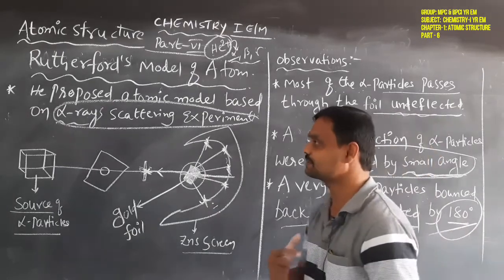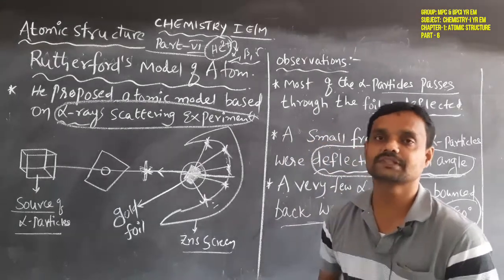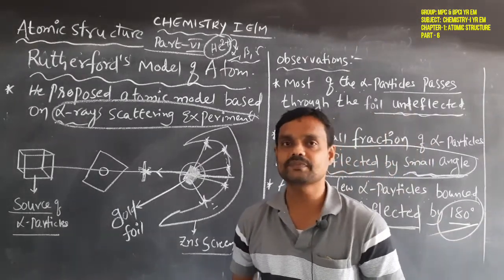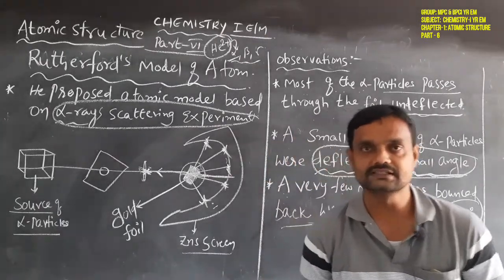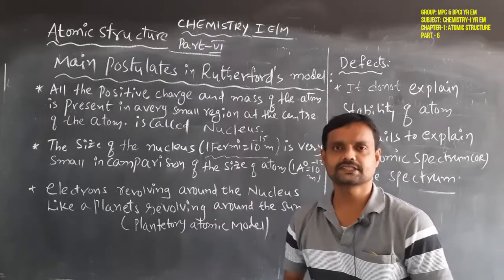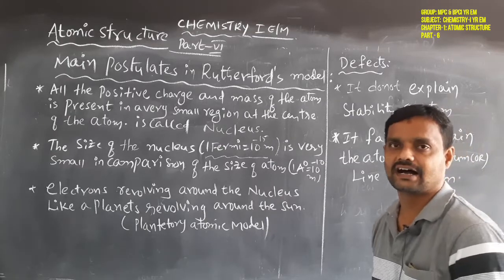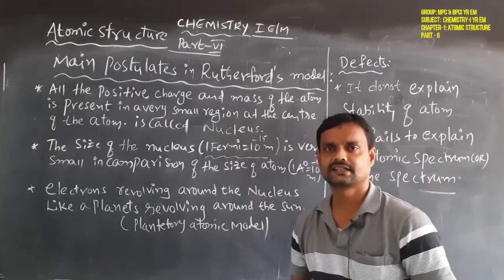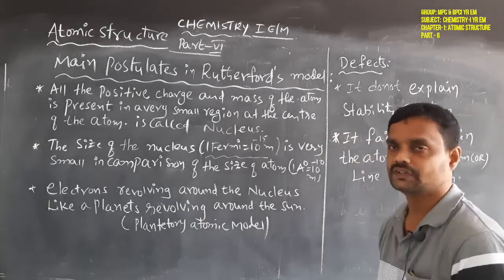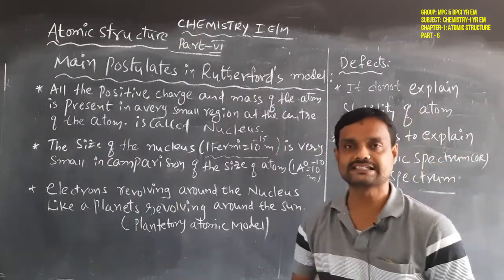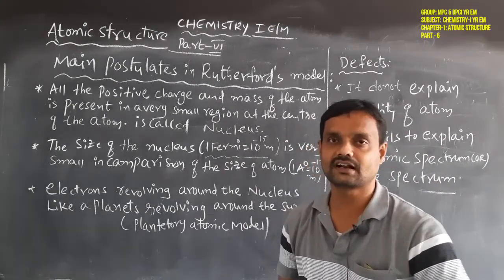By using these observations, the scientist Rutherford, in his Rutherford atomic model, gave some postulates. Here we discuss what those postulates are. From the alpha ray scattering experiment, he made some assumptions, and those assumptions are used as postulates. So what are the main postulates of the Rutherford atomic model?